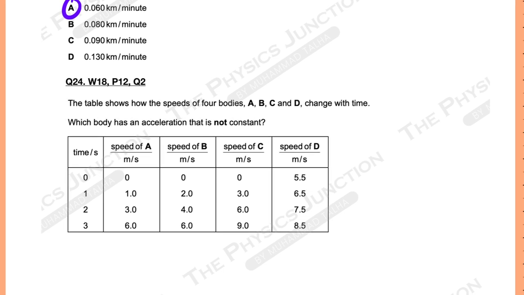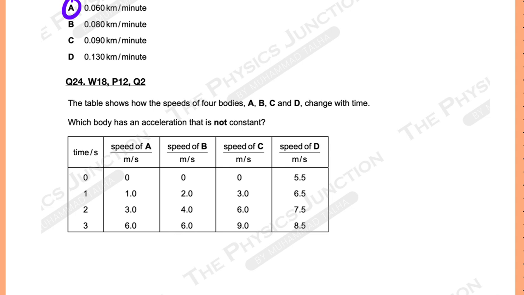Another good and a different type of question. The table shows speeds of 4 bodies A, B, C and D and how they change with time. Which body has an acceleration that is not constant? So acceleration is the rate of change of velocity. What is constant acceleration? Constant acceleration is when something is speeding up in such a way that the speed increases by the same amount each second.